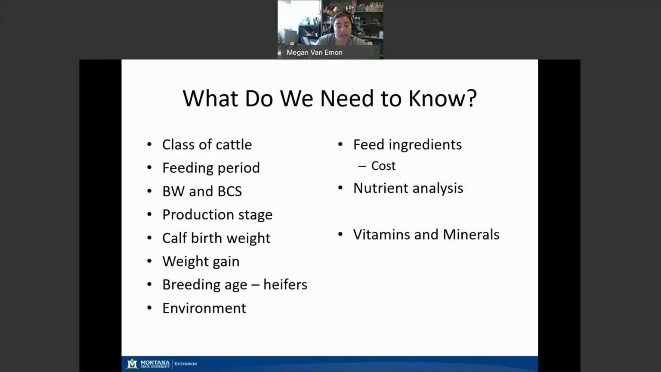I put environment last on here because we can make some environmental adjustments as we develop these rations, which I'll basically provide a slide towards the end on how we would adjust those factors. However, I have not taken those into account as I did some hand calculations with the rations. But first and foremost, after that is, what do you want to feed?